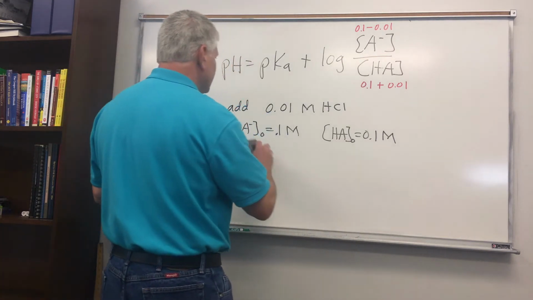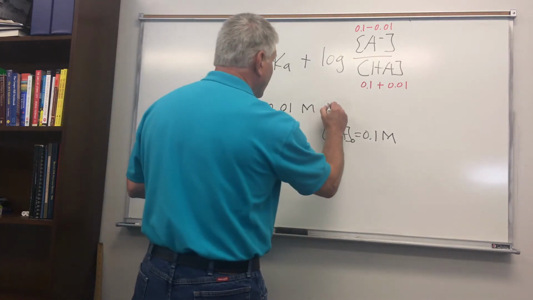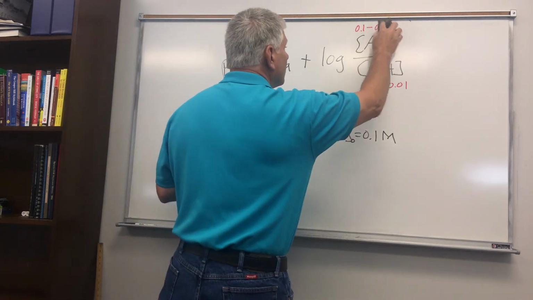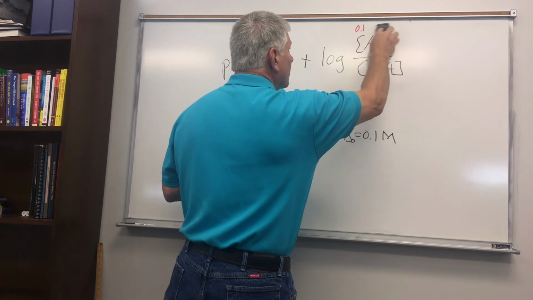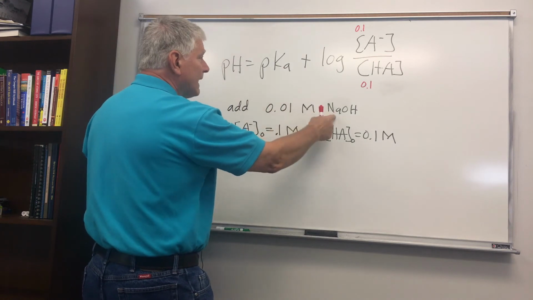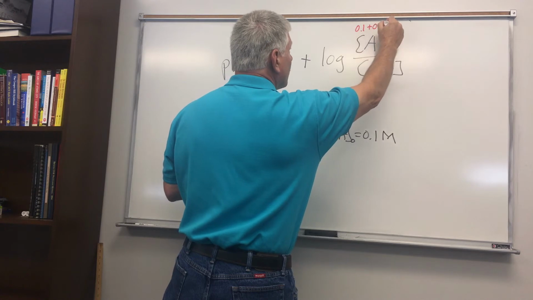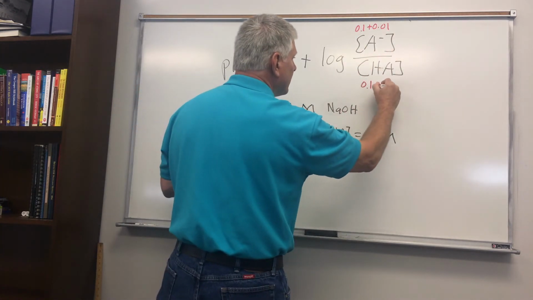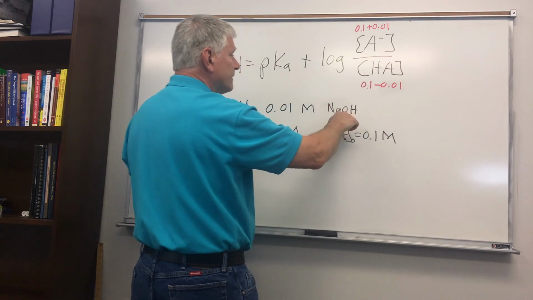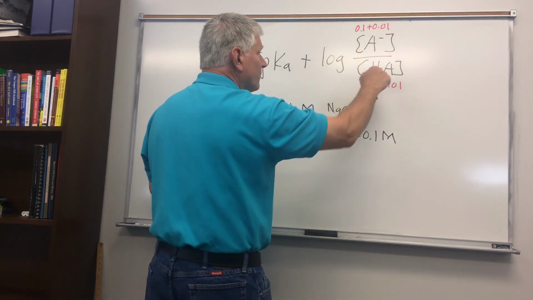Now conversely, if we add strong base, then we have our initial concentrations. We're adding base, so we add to the base amount, and we subtract from the acid amount because the acid is going to react with the added base. So if we add base, we add to the initial base amount and subtract from the acid amount.